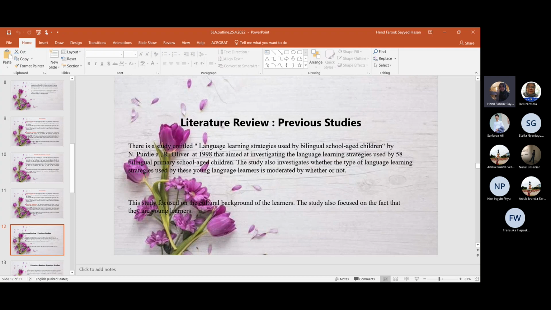So the first study is entitled Language Learning Strategies Used by Bilingual School Aged Children by N. Bourdi Oliver, 1998, that aimed at investigating the language learning strategies used by 58 bilingual primary school aged children. The study also investigates whether the type of language learning strategies used by those young learners is moderated or not. This study focused on the cultural background of the learners, because they were from Australia, Sydney, I mean. The study also focused on the fact that they are young learners. So the aspect of age was considered in this study: the background of the learners and the age of the learners.